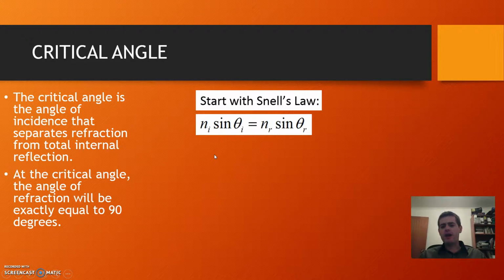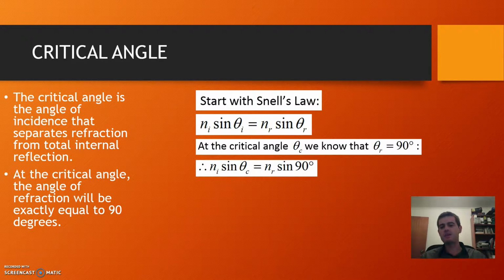So what we're going to try and do now is derive a formula that allows us to work out the critical angle. We're going to start with Snell's law: Ni sine theta i equals Nr sine theta r, as before. Except in this case, we know that the incident angle is going to be the critical angle theta c, and if we're at theta c for our angle of incidence, then the angle of refraction will be exactly equal to 90 degrees.